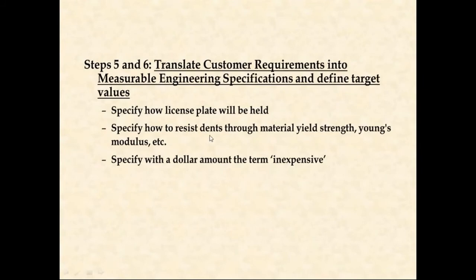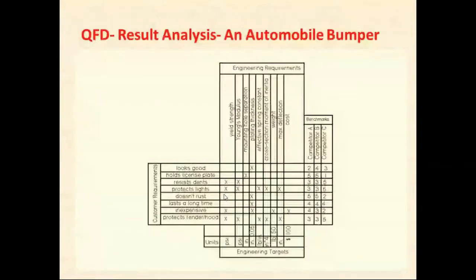Specify how to resist the dents through material yield strength, Young's modulus. So you see, these are the technical requirements. Now, when I have written the customer requirements, those customer requirements will be converted to technical requirements. So each of that, how I will obtain, will be converted to the technical requirements. So specify with a dollar amount the term inexpensive. Okay, so dollar or rupees, that will be inexpensive. See, now these are the engineering requirements. In these engineering requirements, these are the technical requirements: yield strength, Young's modulus, mounting hole separation.